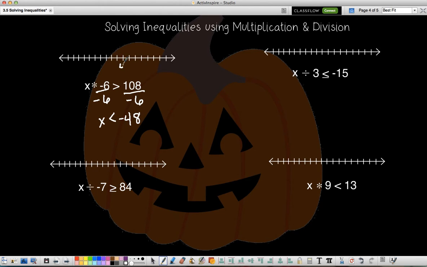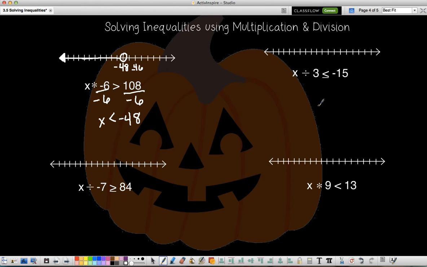So from here on out, I'm just going to plot two numbers so we know which way the numbers are going, just in case. So negative 48 and negative 46. It cannot include 48, so it has to be open, and they have to be less than 48, so it would be all the numbers to the left.